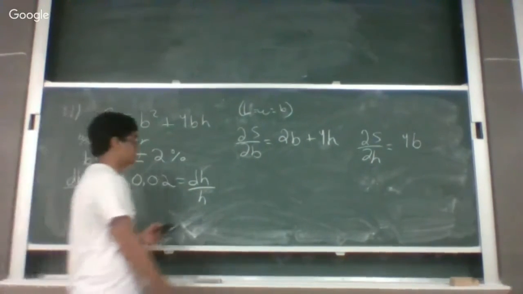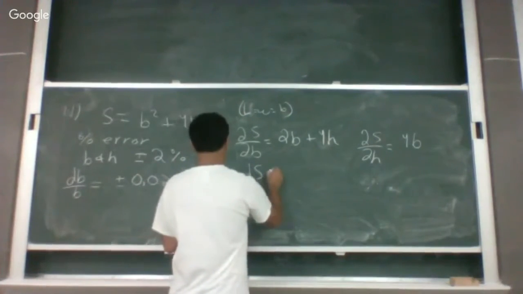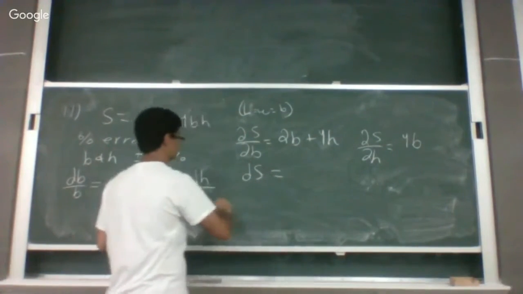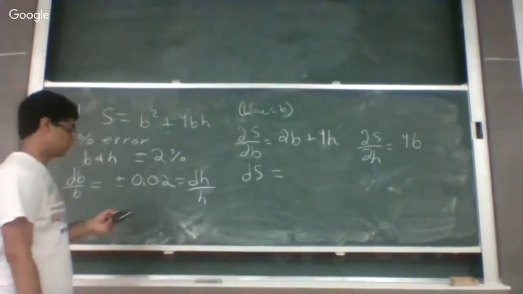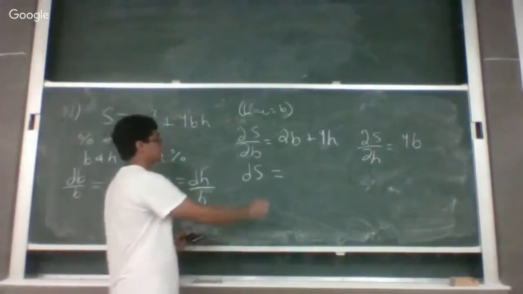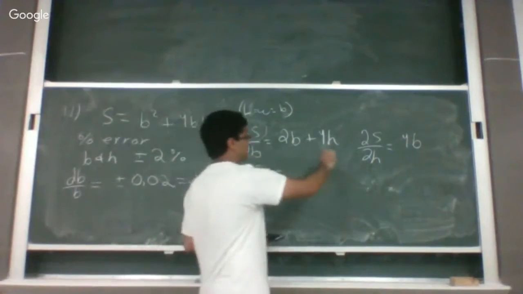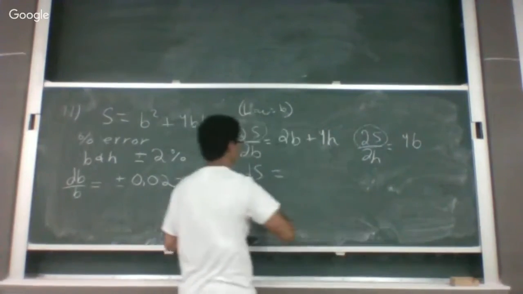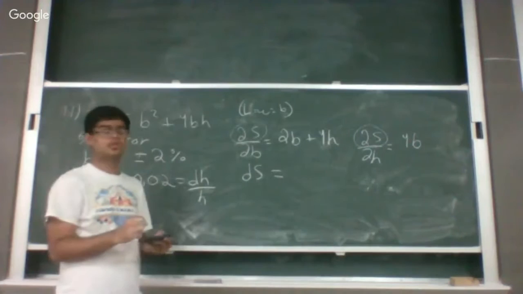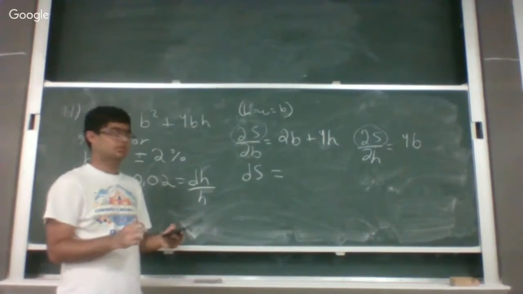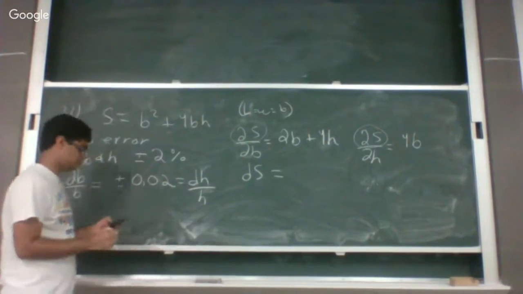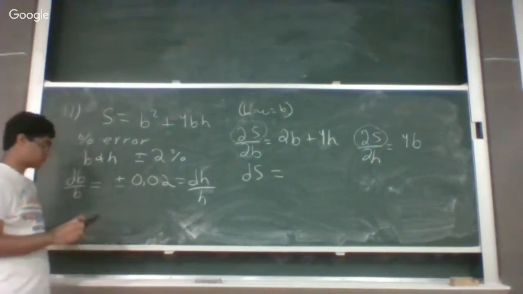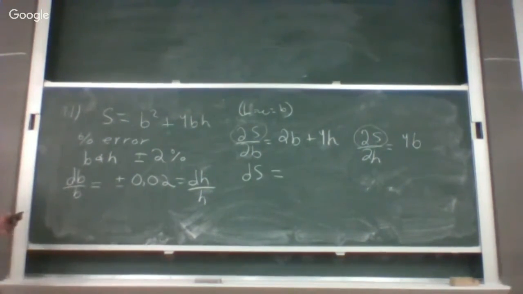So ds was equal to, what did it do? So ds was equal to this ds plus this ds, right? Okay. Overall, we have to find the percent error in the surface area, okay? And that would be ds over s.